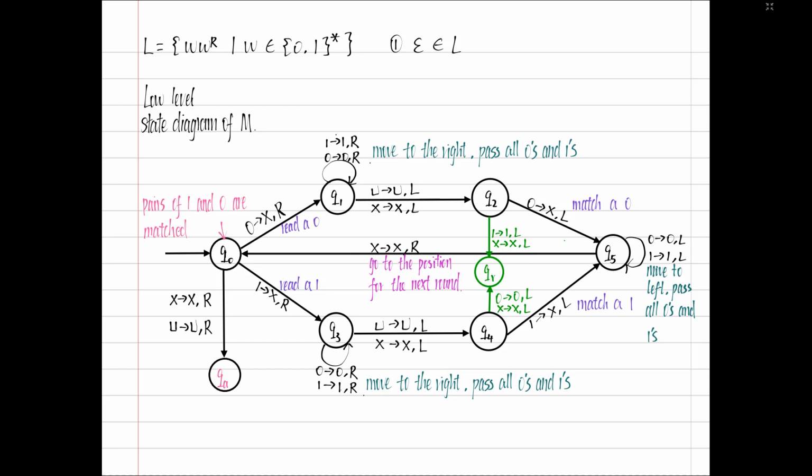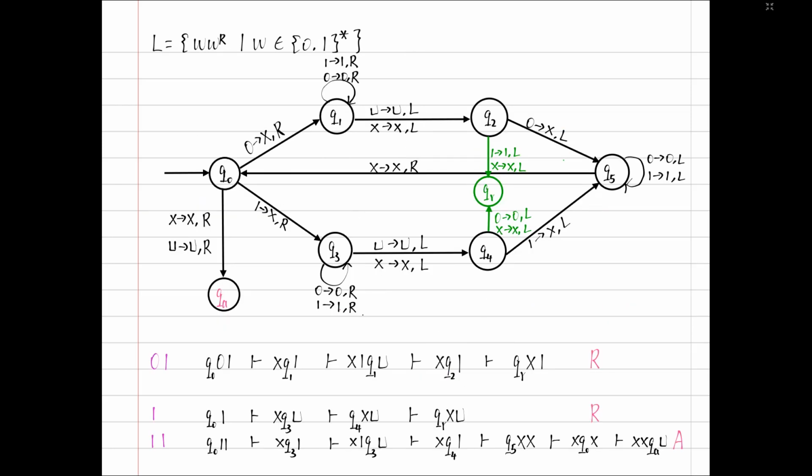At Q0, if the head reads an X or a blank symbol, that means there is no symbols to match. So it goes to QA to accept the string. Now it's time to test some sample strings. I gave the computation paths of 3 strings for you to verify.